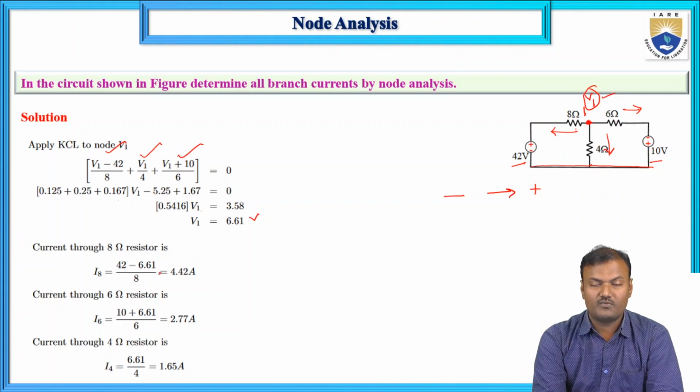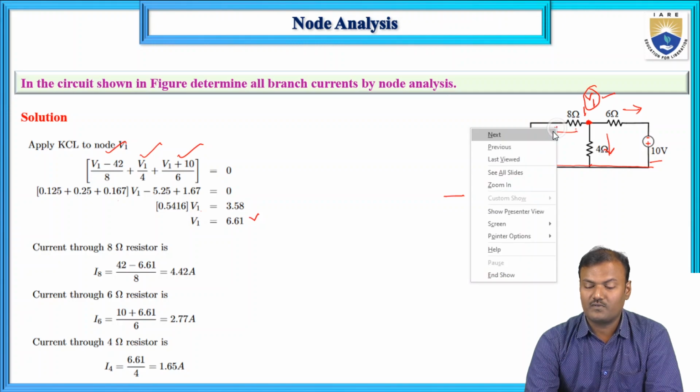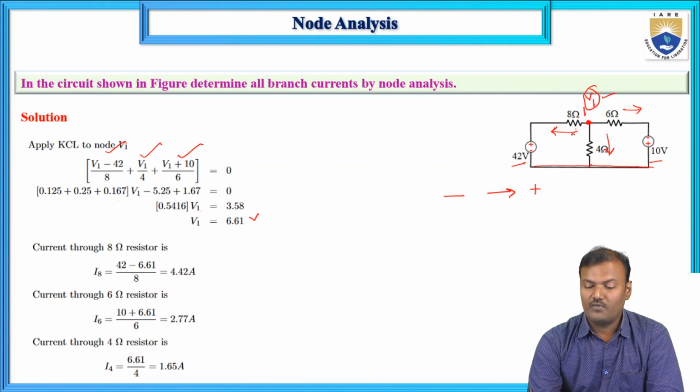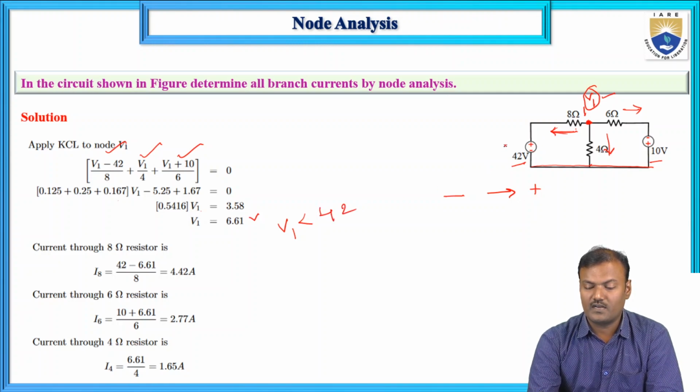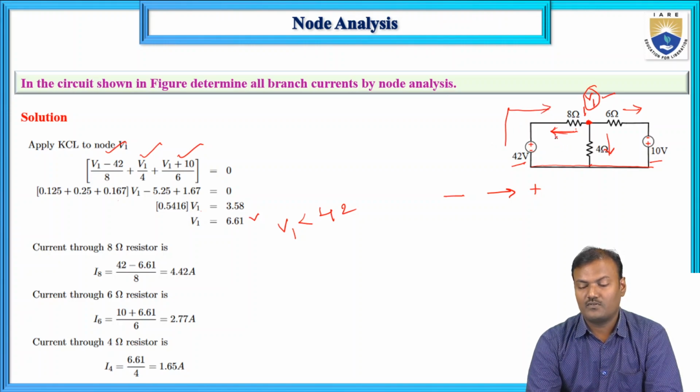The branch current which is flowing through 8 ohms is from 42 volts. We are assuming the direction of current as flowing away from this node. But actually V1 obtained is 6.61, and V1 here is less than 42 volts. So the actual direction of current is flowing in the opposite direction to what we assumed.